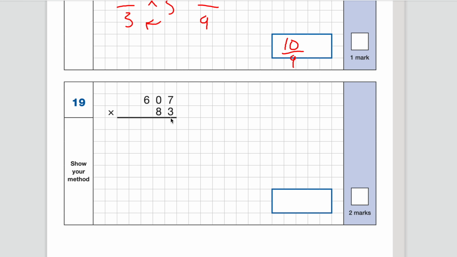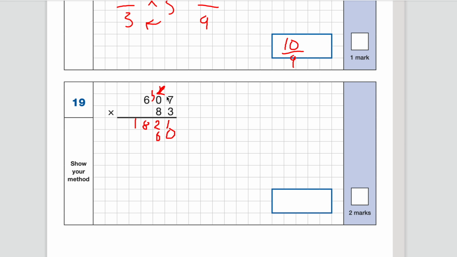Number 19, it's long multiplication. So first thing we start with is this unit number here, 3. 3 times 7 is 21. So we put the 1, we carry our 2. 3 times 0 is 0, plus the 2 is 2. 3 multiplied by 6 is 18. So that's the answer, this bit here, for 3 times 607. We now need to do 80 times 607. So what we do is we put our 0, our placeholder. 8 times 7 is 56. We put our 6, carry our 5 up here.